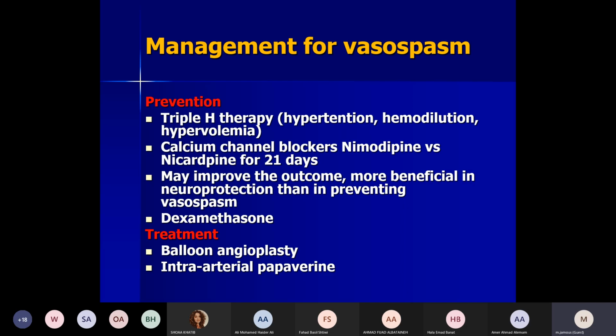Also, nimodipine, a calcium channel blocker, as a vasodilator for prevention of vasospasm, and dexamethasone. For the treatment, if we already see clinical vasospasm in some patients, we can do balloon angioplasty. We insert a balloon and we dilate the constricted segment of the cerebral vessel, or sometimes we inject intraarterial papaverine or nimodipine.